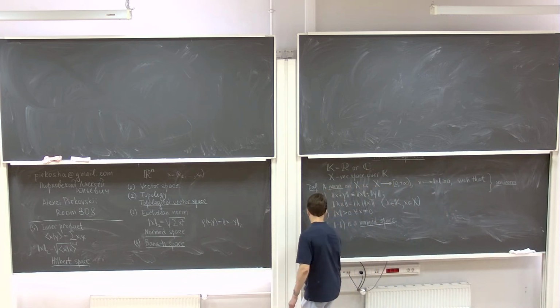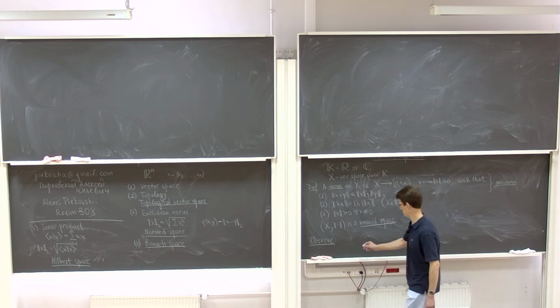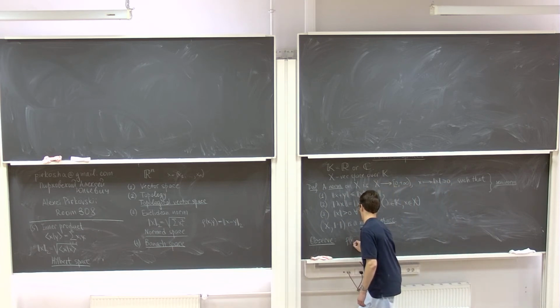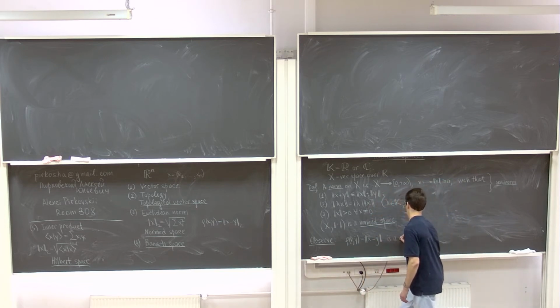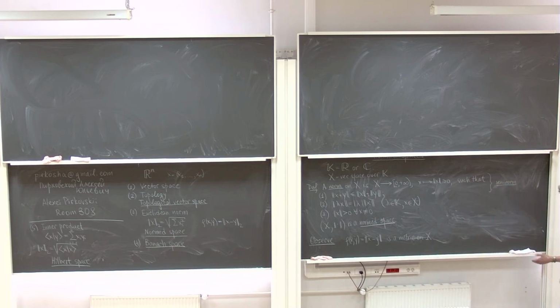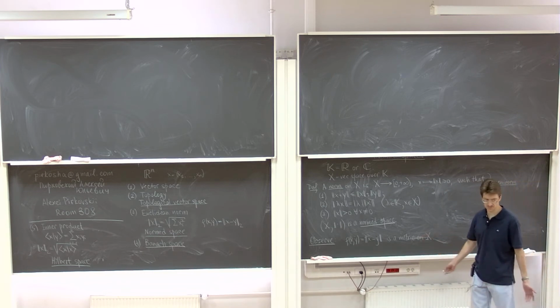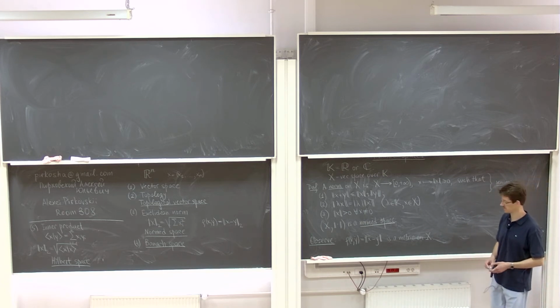Okay, let's now observe that if we have a normed space, then the norm determines a metric in the following standard way. So the norm of x minus y is the distance between x and y. And this is a metric on X. So each normed space carries a canonical metric, and this metric determines the topology in the standard way. So in particular, each normed space becomes a topological space.